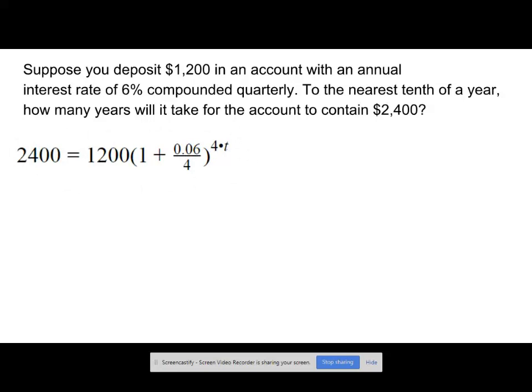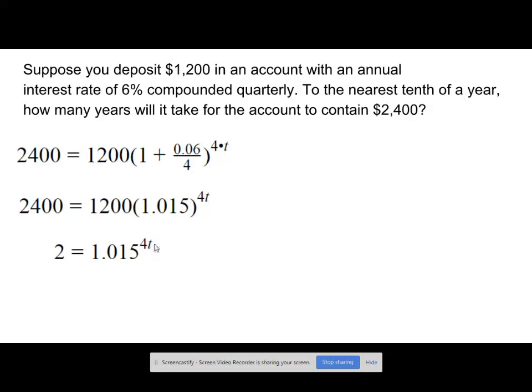One thing I can do is combine the 1 plus 0.06 divided by 4 in parentheses here and get 1 plus 0.015. So I can do some arithmetic there. Remember, I can't multiply these together yet. If I follow my order of operations, I need to do the exponent first. So I can't do that. I could divide both sides by 1,200, because this is 1,200 times something. I would get 2 equals 1.015 to the 4t. I've done as much simplification as I can.